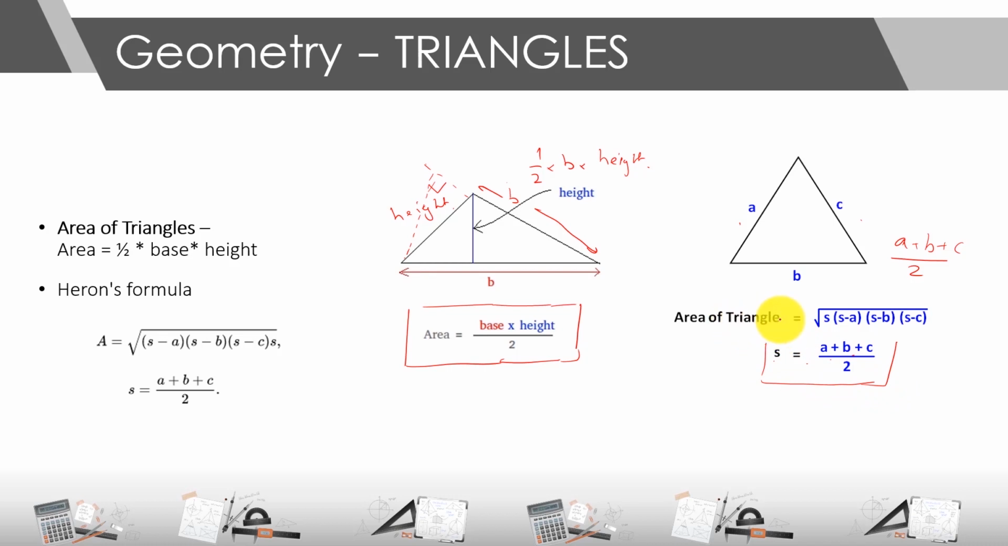If you know the three sides of the triangle, you can find the semi-perimeter first and then put that value into this formula: under root S into S minus A into S minus B into S minus C. This way you will also get the same value of area. This formula is called Heron's formula. So if you do not know the height and you have three sides of the triangle, you can straight away use this formula. Else, you can use the half base into height formula.